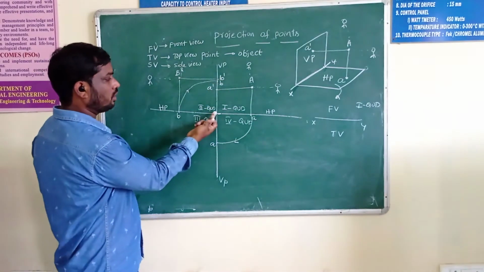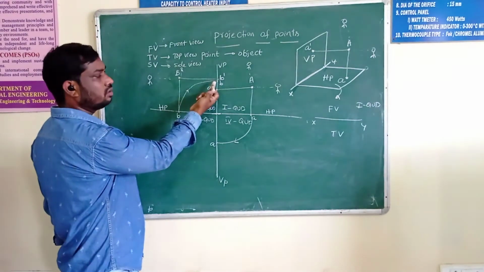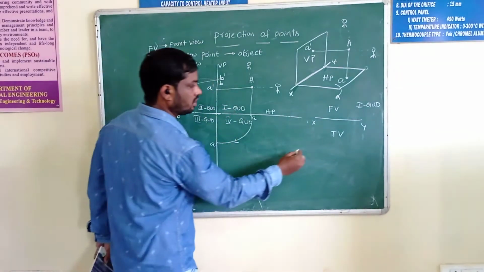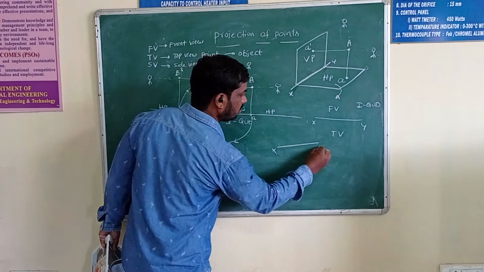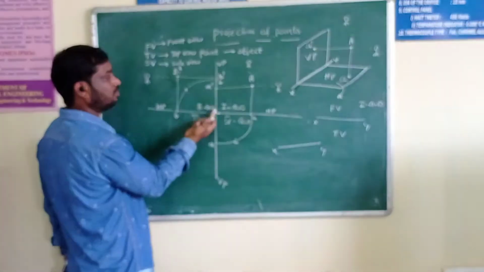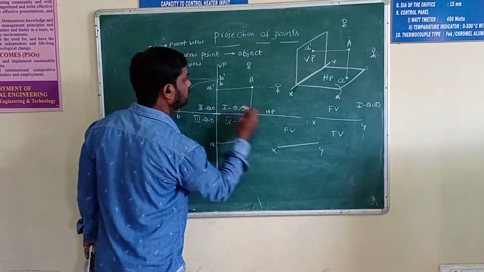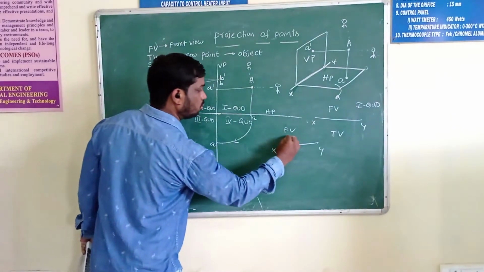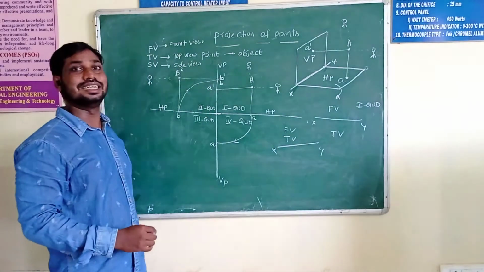Okay. So above xy line is where you are getting it in the second quadrant. B dash, where is it? It is above the xy line, right? The top, where is it? It is also above the xy line. So both are above the xy line in the second quadrant.